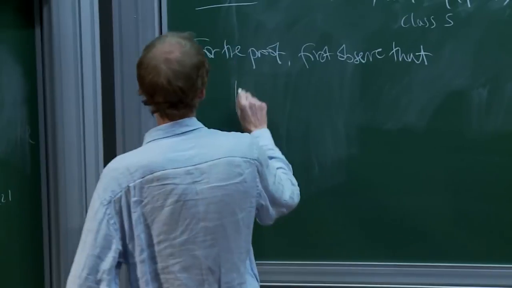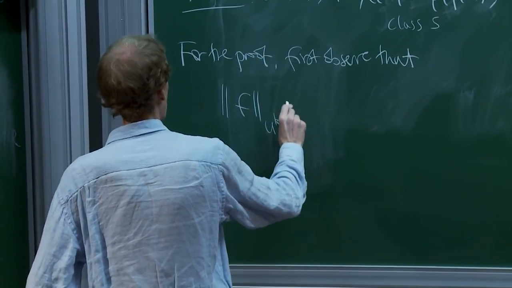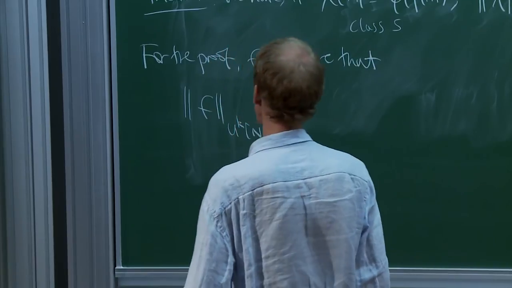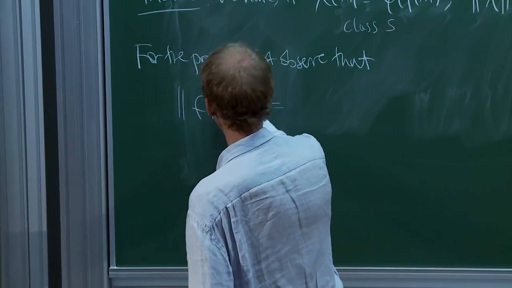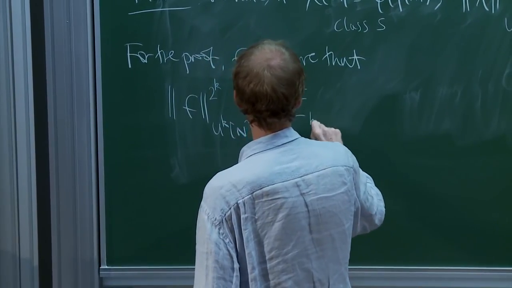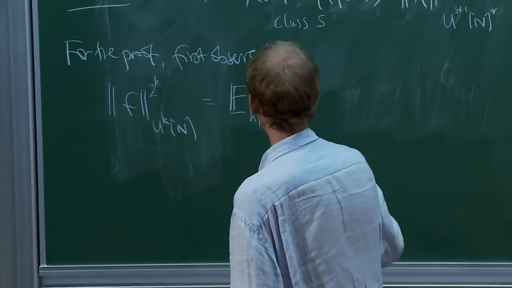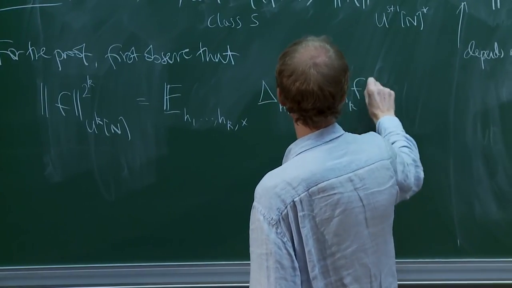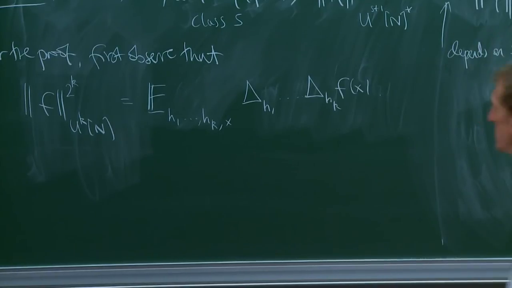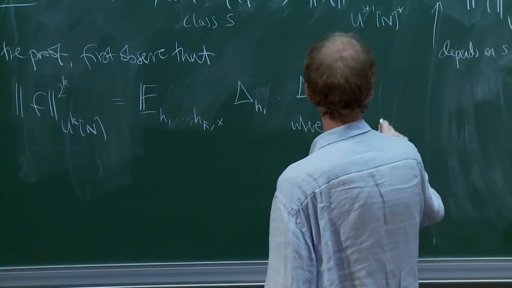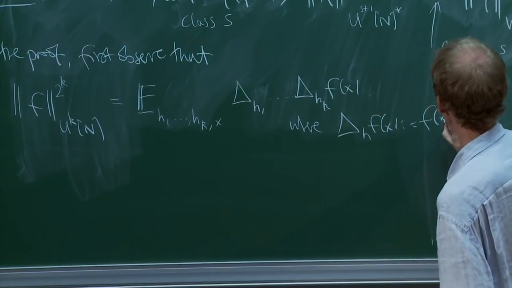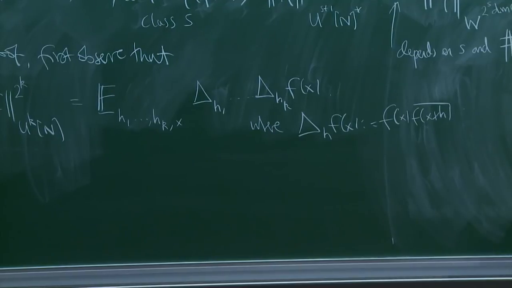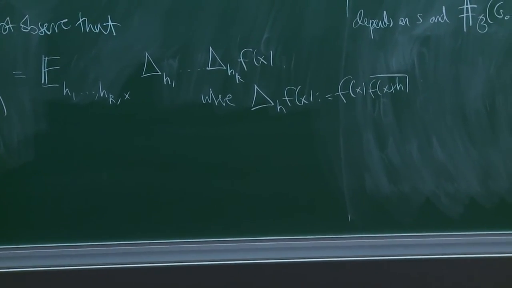So first of all, observe that the Gowers U^K norm to the power 2^K is equal to the average over h_1, ..., h_K and x of the derivative, where delta sub h f of x is f of x plus h times f-bar. So that's nothing but a restatement of the definition, but it makes it a bit clear that derivatives have some role to play.